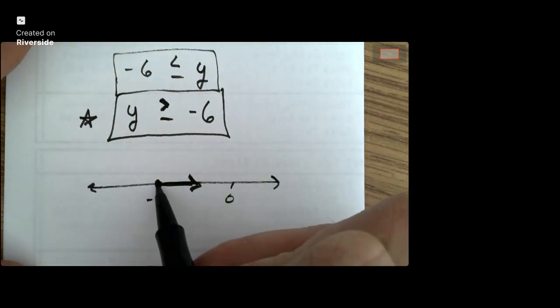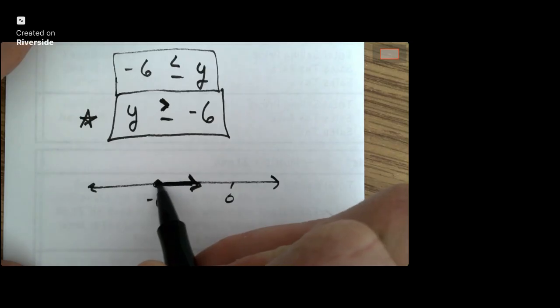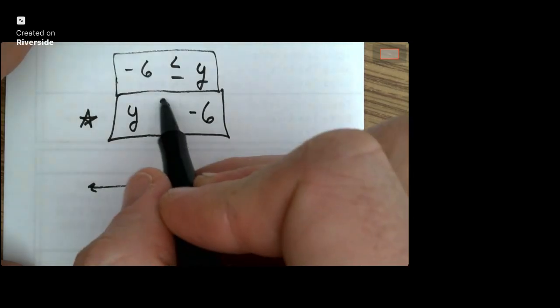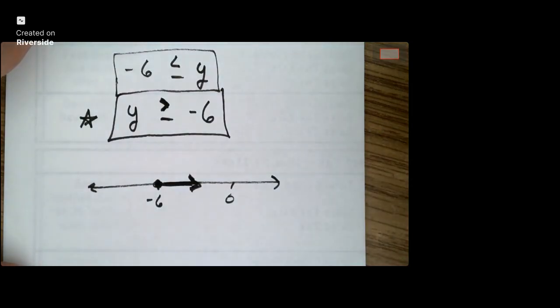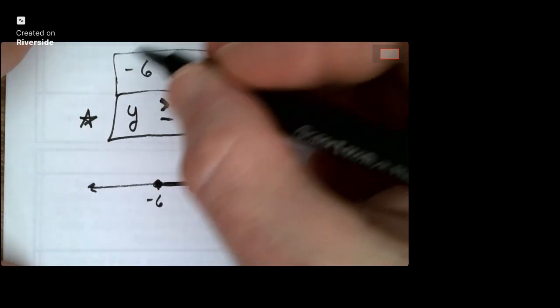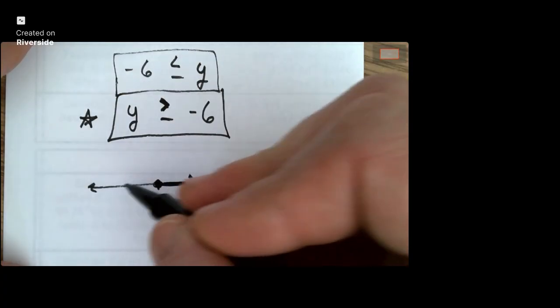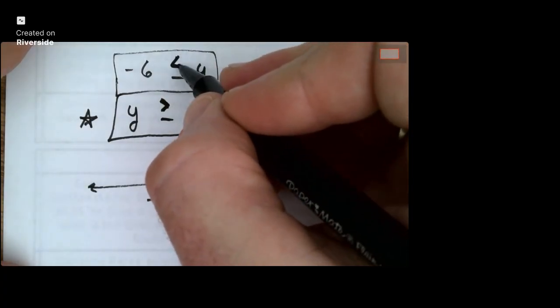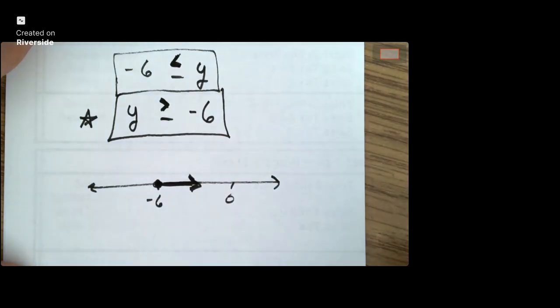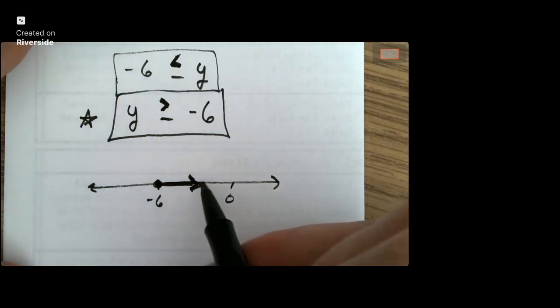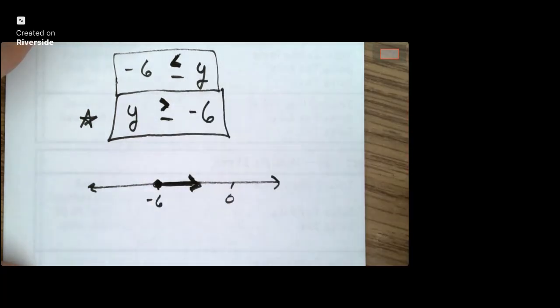Okay. Negative 6, closed circle, arrow to the right. It matches the direction of the symbol. See, a lot of people will get this solution, but they might match the graph with the arrow pointing to the left since that symbol is less than. So make sure you get the variable on the left. That way your arrow will always match the direction of your symbol in your solution, right?